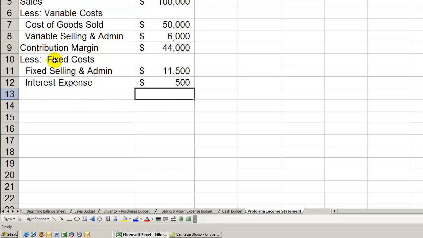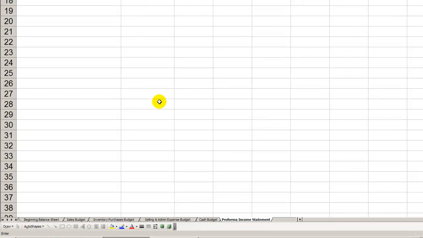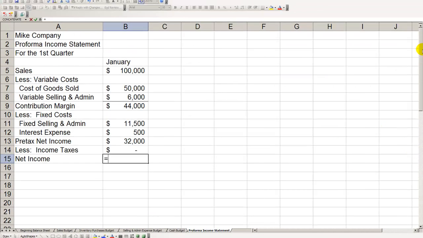So if you take your contribution margin less your fixed costs, that'll give you your pre-tax net income. And that's equal to your contribution margin minus your fixed costs. Now, if you had income taxes, you would subtract out income taxes here, but in Mike Company there are no income taxes. So that gives you your net income equal to your pre-tax income minus your income taxes.